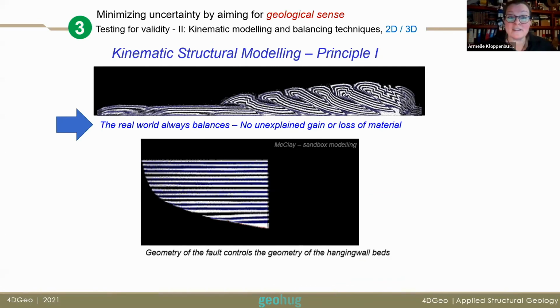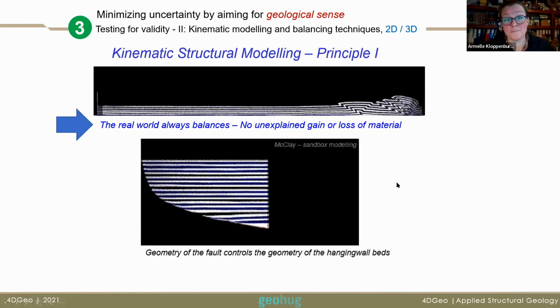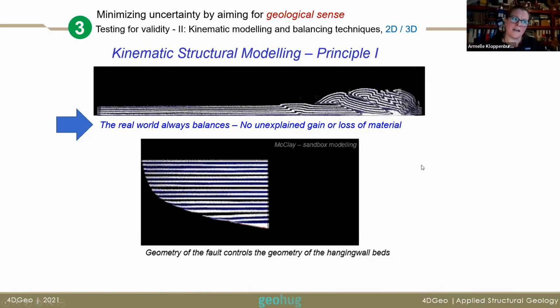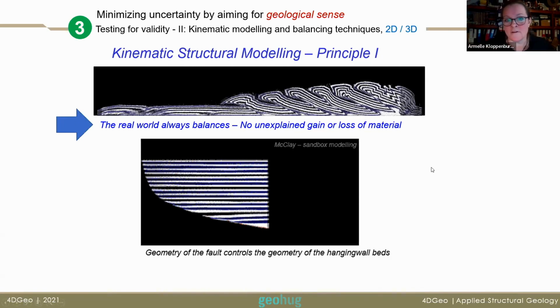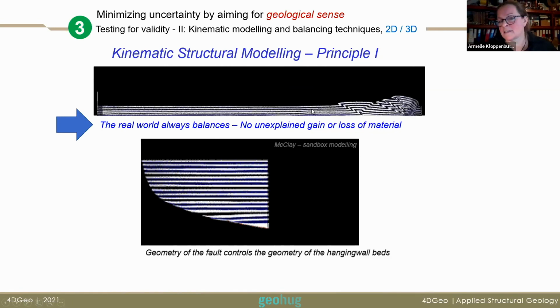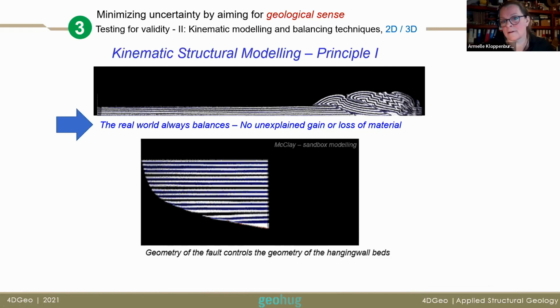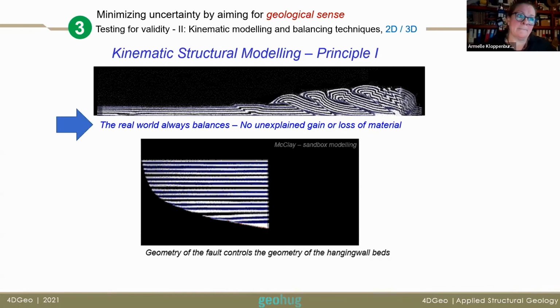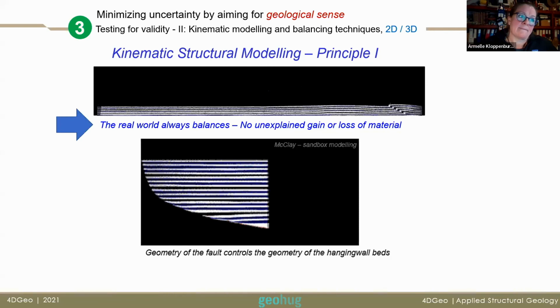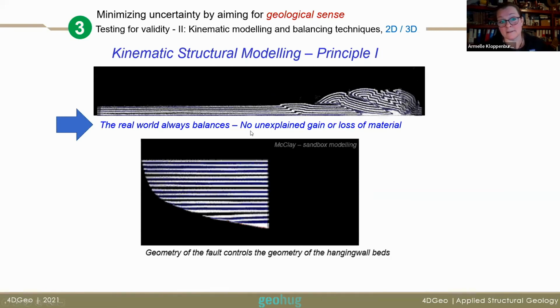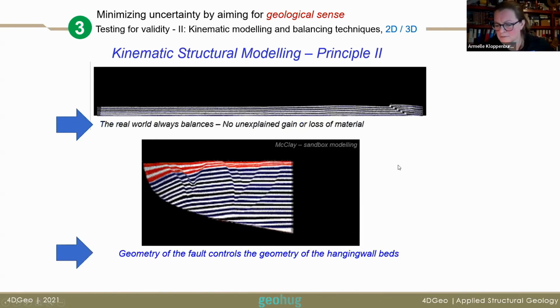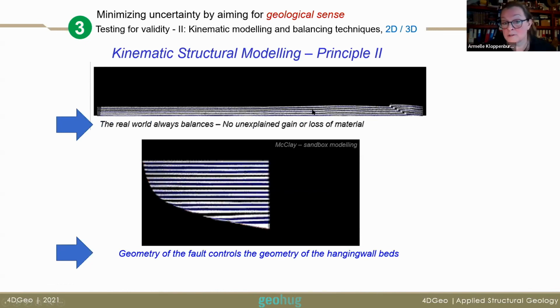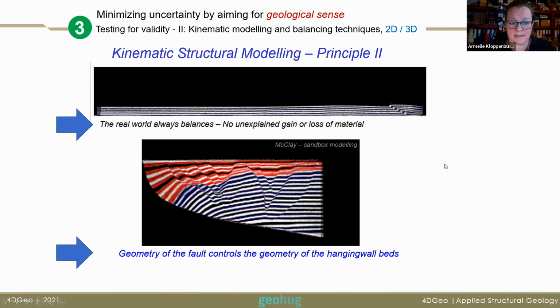So that's that. Testing for validity, number 2. It's about the use of kinematic modeling, so integrating the time aspect of geology to test whether an interpretation is possible to start, whether it's valid or feasible or likely. Kinematic modeling builds on 2 principles. The first one is that the real world always balances, so there are no unexplained gains or losses of material. Of course, there are lots of geological reasons why things may disappear, by erosion, for example, but that can be addressed, can be explained, expected.